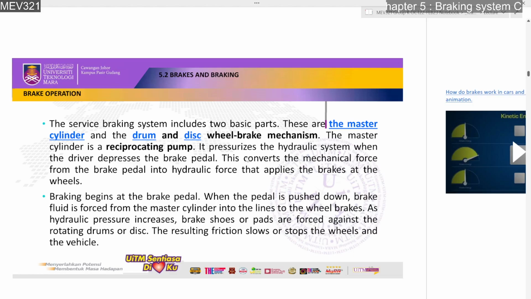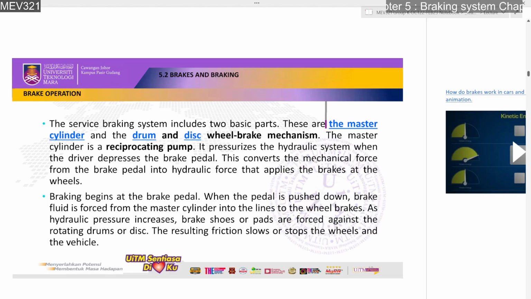Okay, it will pressurize the hydraulic system. Okay, the hydraulic system here uses the brake fluid, brake oil or brake fluids. Okay, that you already did in your practical session where you do the brake bleeding. So you remove all the brake fluid. Okay, that one is the brake fluid that is used in the hydraulic system in our braking system. Okay, so when you depress the brake pedal, you pressurize that liquid, that brake oil, brake fluid.